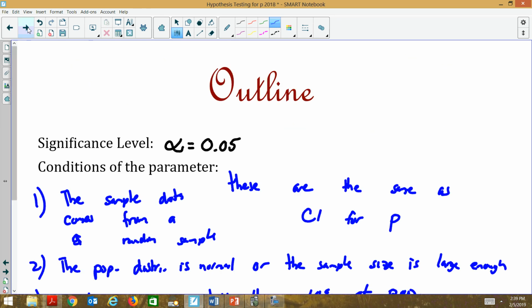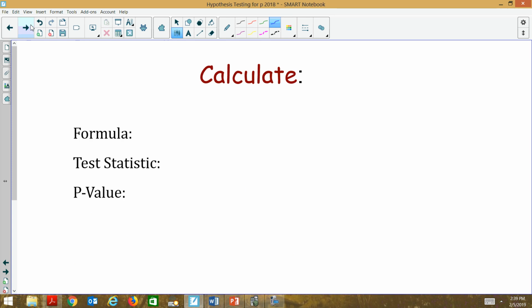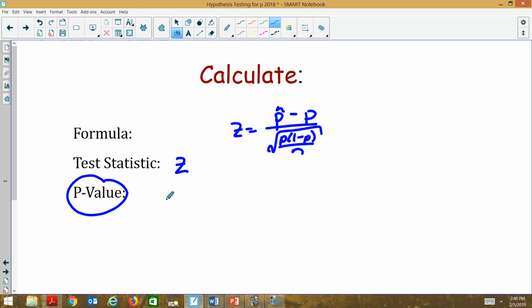So what comes after that is to calculate. So we have to calculate by finding the test statistic. The test statistic that we're looking for is Z. The formula that we seek is the statistic minus the parameter over the standard deviation. Okay? We use the test statistic to find the p-value, the probability in which our sample exists given that the null hypothesis is true.